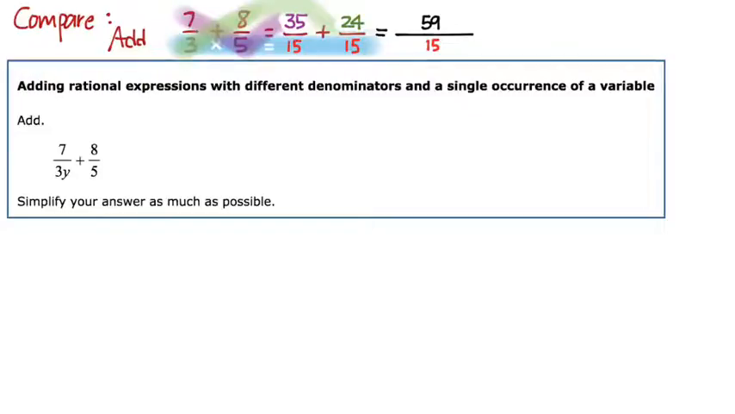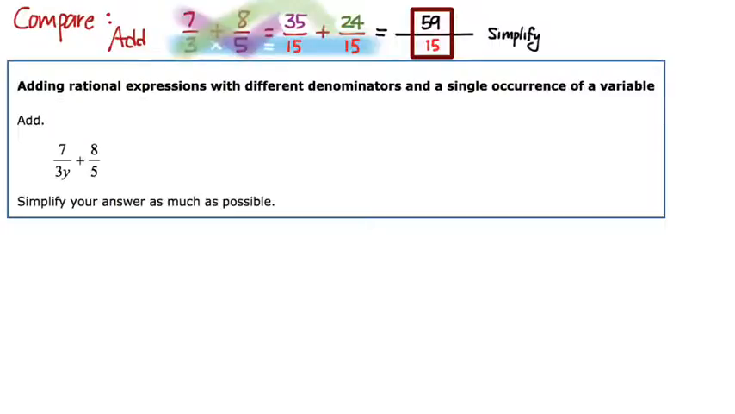And then, can we simplify 59 over 15, or is it in its lowest terms? 59 over 15 is in its lowest terms because the only prime factors of 15 are 3 and 5. And the only prime factors of 59 are, well, actually 59 is prime. So there are no factors in common to the numerator and denominator. So I can't simplify this fraction any further than it already is. And so our answer is 59 over 15.